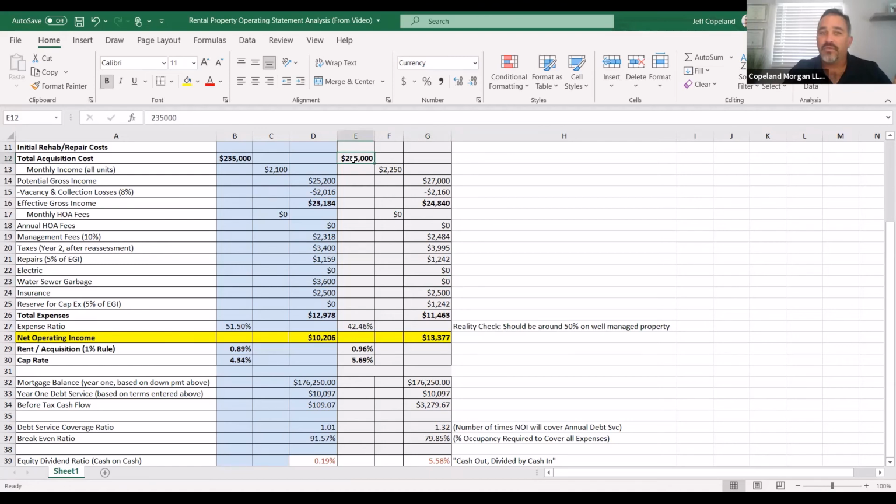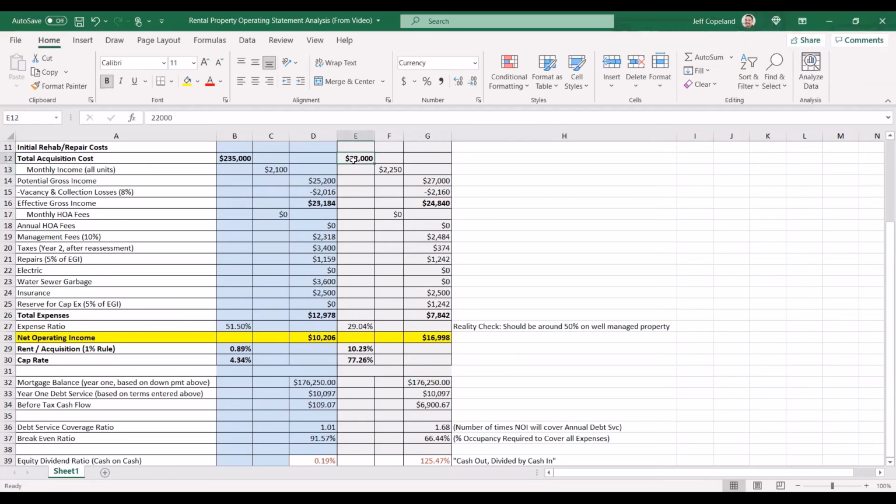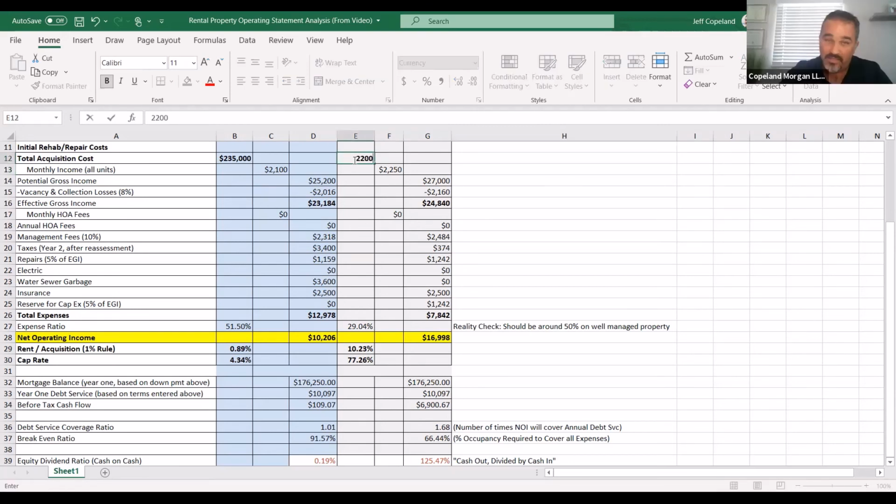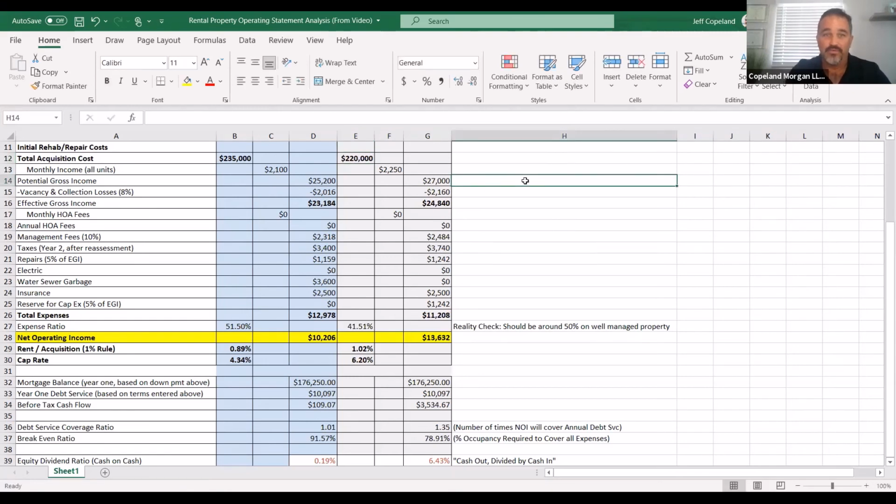Now, what if I could actually buy it for $220 instead of $235? Now, what do my year 2 numbers look like? Sorry, I put in 220,000. You'd still have to key in the right numbers for it to make sense. So now I'm at the 1%. I'm above a 6 cap and 1.35.